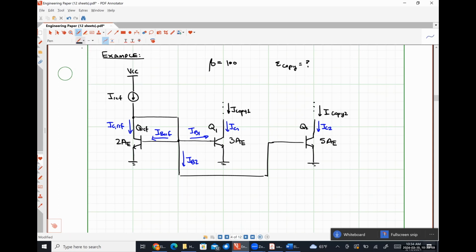What do we think the relationship between IC1 and IC ref is going to be? So 3/2, absolutely right. What about IC2? 2.5 times, 5/2, absolutely right. Nothing remotely difficult about this part.